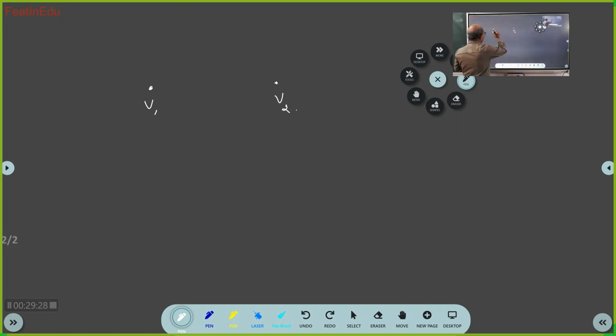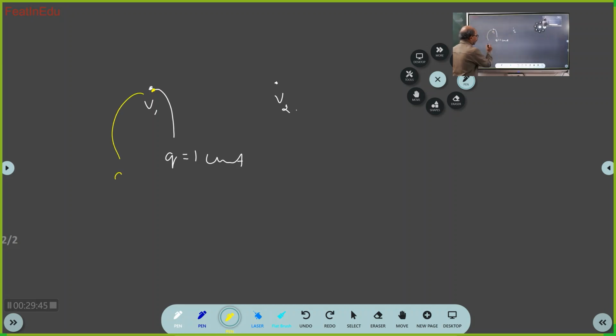Okay. Now you see, I will take a charge Q equal to 1 unit. I took a charge of 1 unit and placed it here. So this charge will have potential energy. What is the potential energy of the charge? QV1. Got it? Yes, sir. It is QV1.